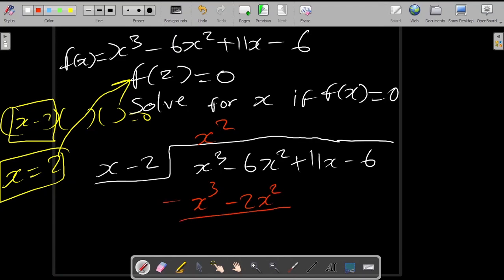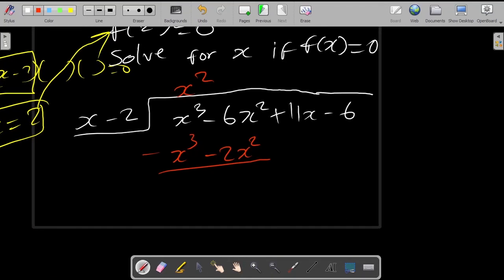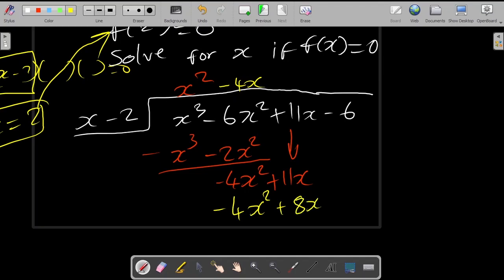And now you just have to subtract. And here you have minus 4x squared, and this will cancel out, right? That will just be 0. Then you take this down here, and continue the same method, seeing how you can make it that. So to do that, you multiply by negative 4x, and multiplying this by negative 4x, now you have negative 4x squared plus 8x.